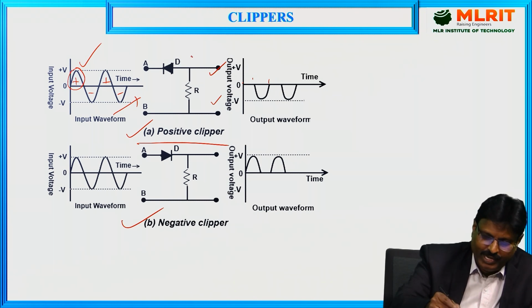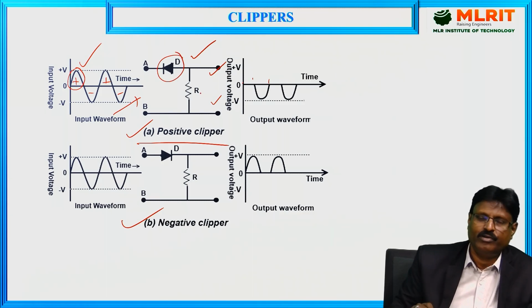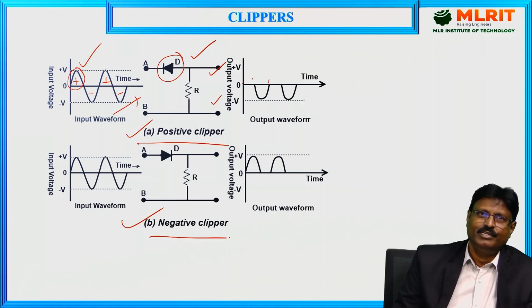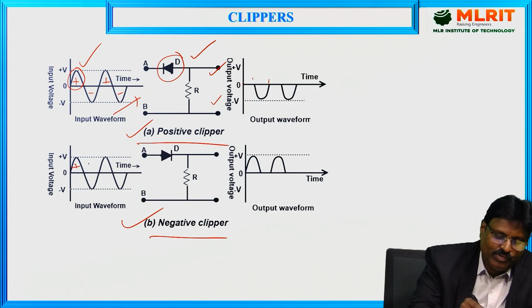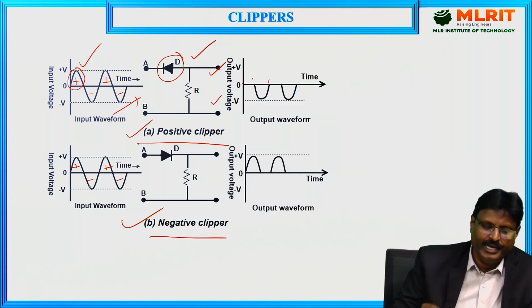And the circuit diagram is like this. As you can see, the main component here is a diode and a load resistance RL, across which the output voltage will be taken. And similarly, negative clipper. In the negative clipper, what happens? As you can see, these are positive half cycle, negative half cycle, positive half cycle, negative half cycle. Negative half cycle will be clipped here.